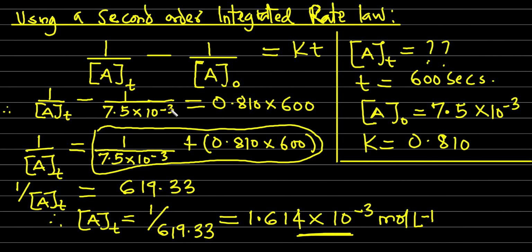Anyway, you see the A naught, you put 7.5 times 10 to the power minus 3 equals to our k, the rate constant, they gave us to be 0.810, times our t, they gave us to be 10 minutes, but we converted it to seconds and it gave us 600 seconds. If you make this one subject of the formula, this negative everything here comes over to the other side. When you evaluate here, we have 691.33. So 1 over At equals 691.33.